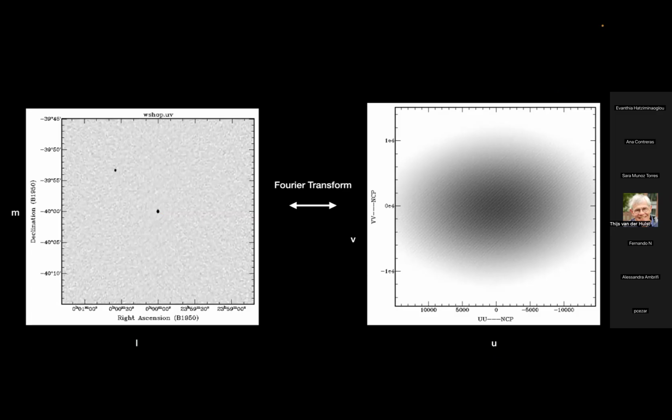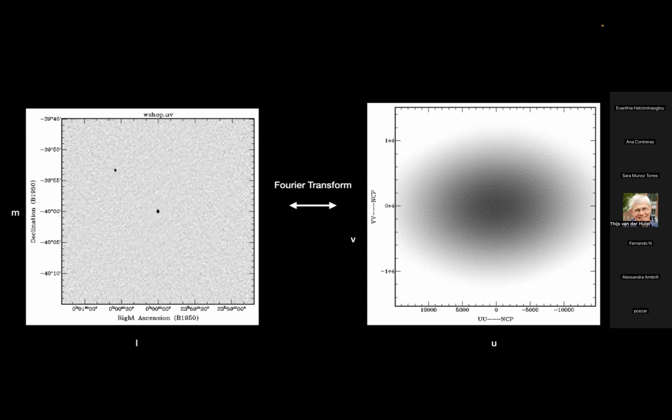Just to illustrate this Fourier transform concept, this is an example of 2 point sources on the sky. And this is the Fourier transform. So these are these UV coordinates, the separation between the antennas. And you see that it's a nice sinusoidal pattern because the Fourier transform of 2 point sources is a sine function.